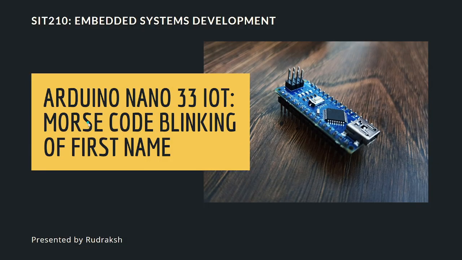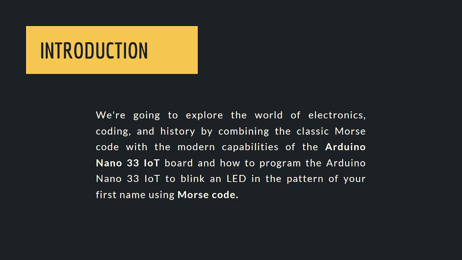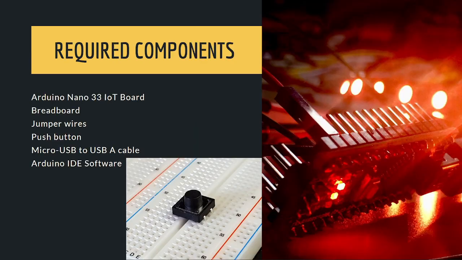Hello, my name is Rudraksh, and today I'm going to show you how to blink an LED in Arduino Nano IoT through Morse code of a first name. So for the introduction, we are using Arduino Nano board and we are going to blink an LED in the pattern of our first name using Morse code.